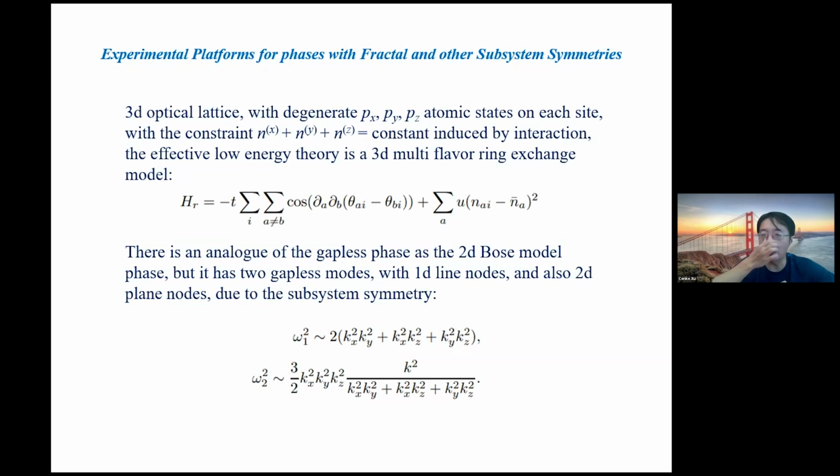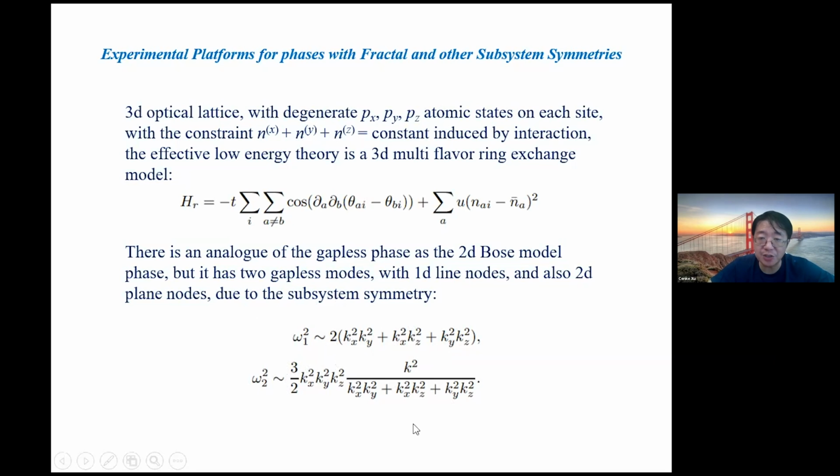Suppose I diagonalize this model and calculate the low energy dispersion, it will look like this. It has 2 non-zero dispersions. One mode will have a line node, which means that when kx equals 0 and ky equals 0, the dispersion will be 0. Another mode will have a plane node, which means that as long as one of the 3 momenta is 0, the dispersion will be 0. So I have 2 modes.